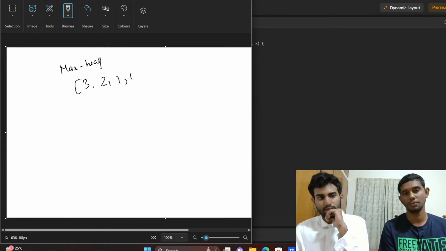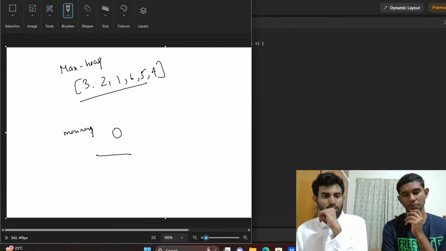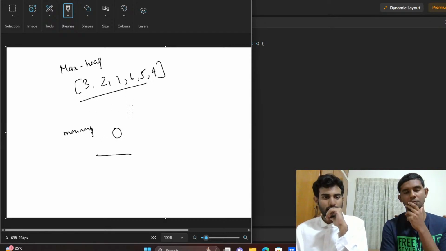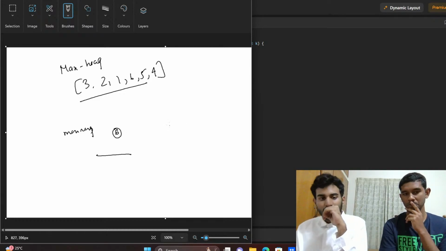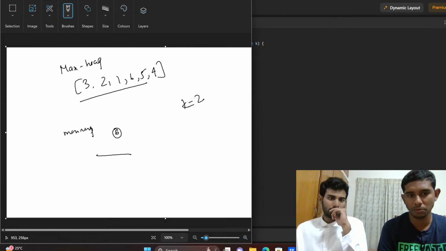If this is the array given to us, we put all these elements into a max heap. So let's say we have a max heap right now that consists of all the elements here. The property that I mentioned, in the root, you would have the maximum element of the whole array. So after inserting all of these elements, the root here would contain 6, the maximum of all the elements. Now, since k equals 2, it means that we want the second maximum element present in our array. The first maximum is 6, the second maximum is 5.